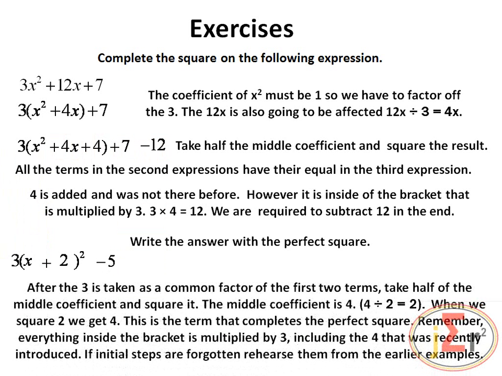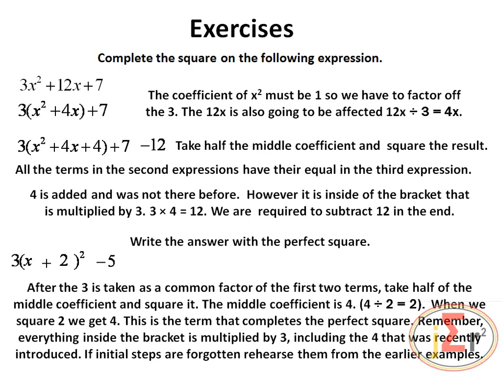After the 3 is taken as a common factor of the first two terms, take half of the middle coefficient and square it, and that is what we always do. The middle coefficient is 4. So 4 divided by 2 is equal to 2. And when we square 2 again, we get 4. This is the term that completes the perfect square. Remember, everything inside the bracket is multiplied by 3, including the 4 that we have just placed there.